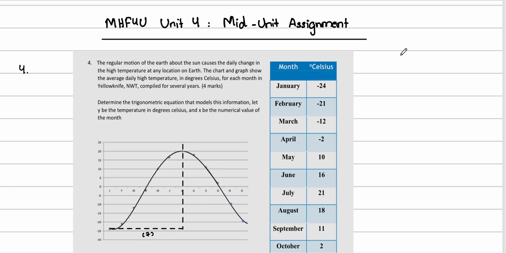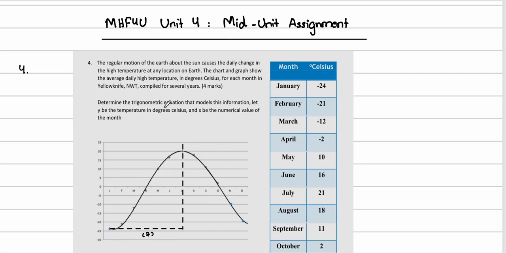For admission for you. So for the number question 1, this is written as question 4, but I'm going to number this as question 4, the first question on the question zone. The regular motions of the Earth about the Sun cause the daily change in the high temperature at any location on Earth. The chart and graph show the average daily high temperature in degrees Celsius for each month in Yellowknife, NWT, compiled for several years.